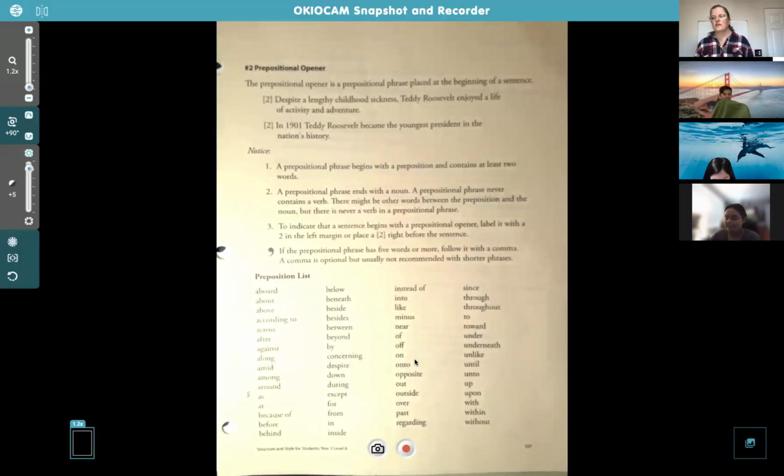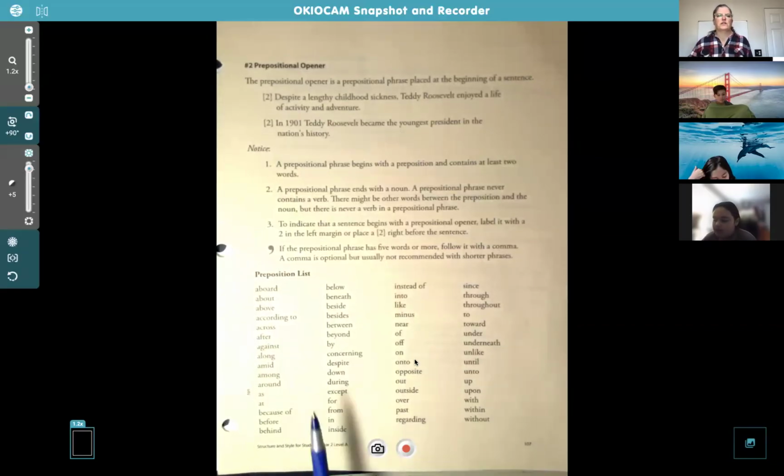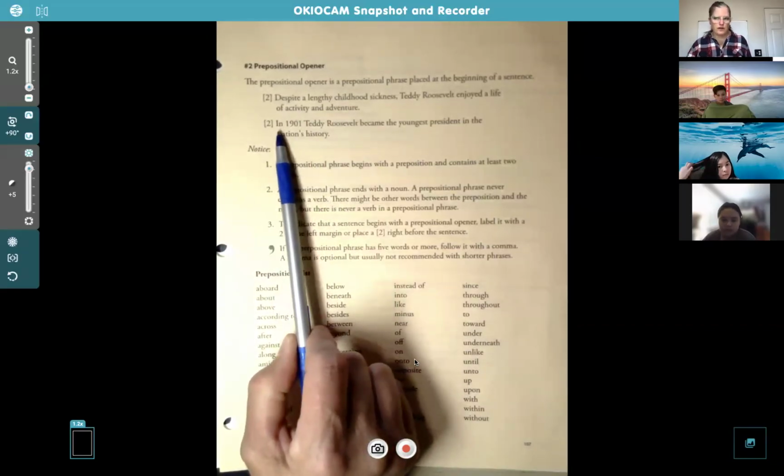Malia has it. Sawyer, good. I-N, in. Okay, good. So it's over here by the I's down at the bottom of the second column right here. That's a preposition, and notice it's the very first word. So that's a prepositional opener.